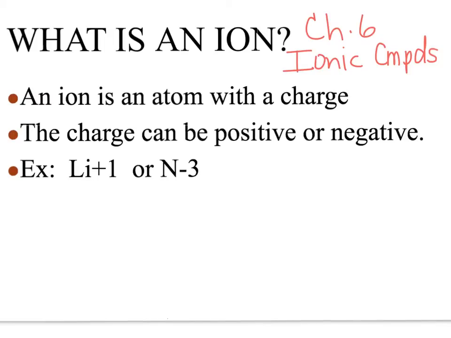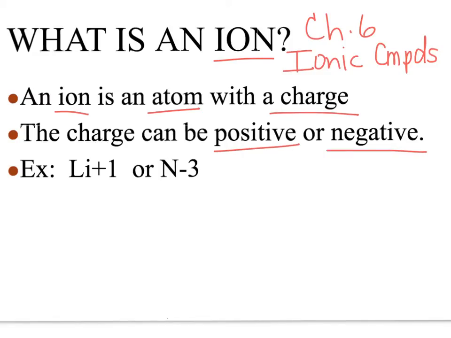So if you remember in Chapter 5, we talked about the atoms and how the atoms are neutral, how they don't have a charge. And that's because the protons and electrons were equal. Now, the protons and electrons are not going to be equal. They're actually going to have a charge, and that's what we call ions, okay? So an ion is an atom that has a charge, and these charges can be either positive or negative, okay?